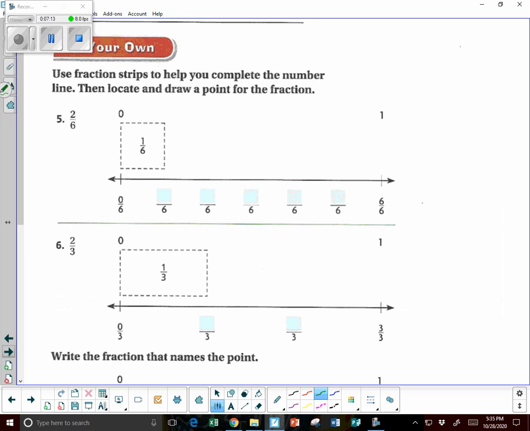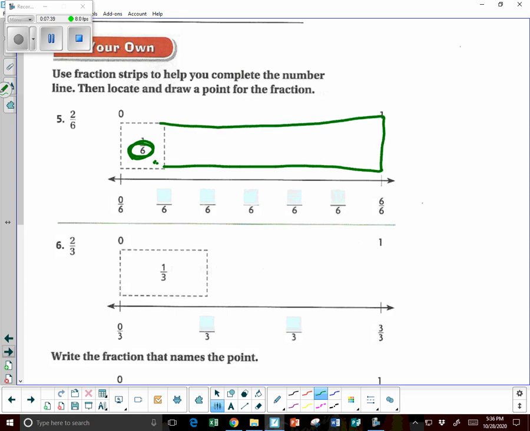Okay, use the fraction strips to help you complete the number line, then locate and draw a point for the fraction. Well, how many boxes am I going to draw here? I'm going to draw 6 because that's what my denominator tells me. That's how many equal parts there are from 0 to 1. So I'm going to draw all the way down my boxes. Yeah, Mrs. P Squirrel, that's equal.